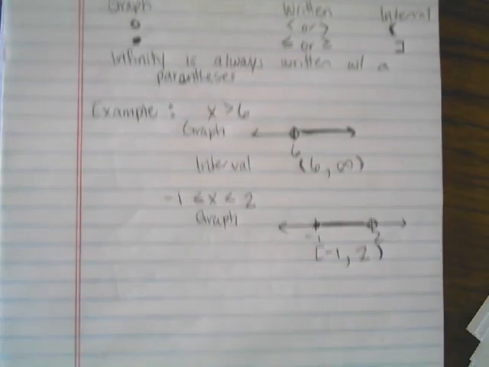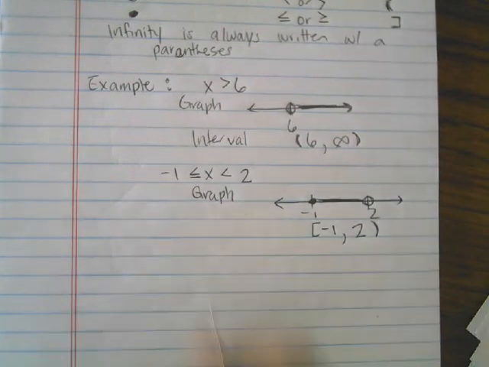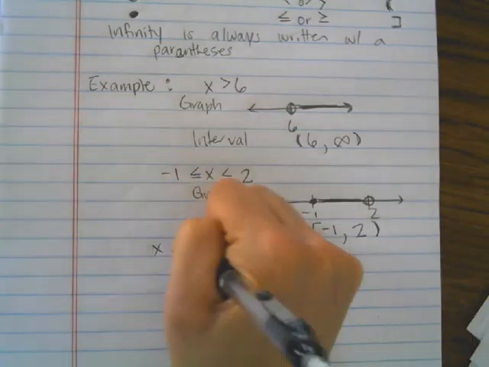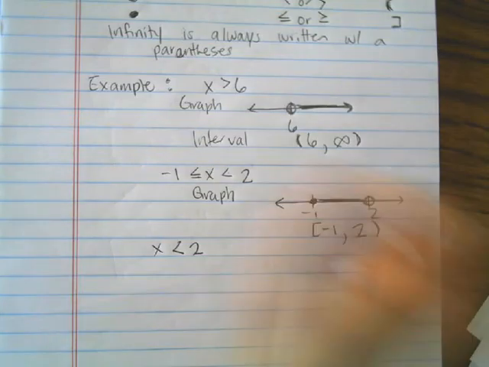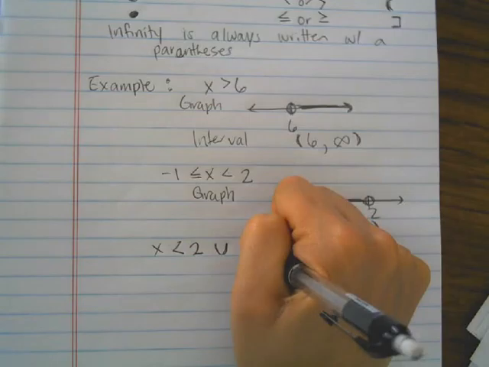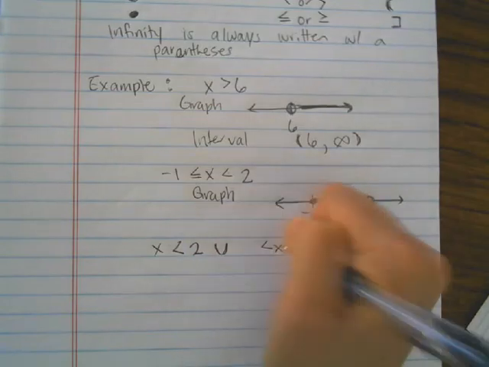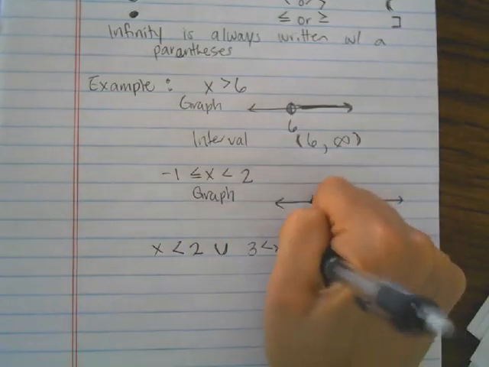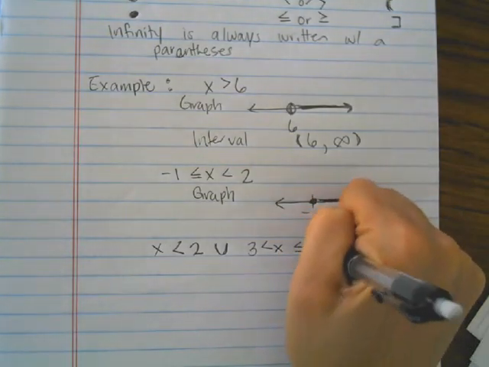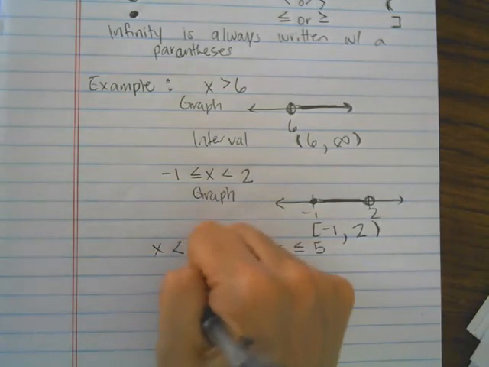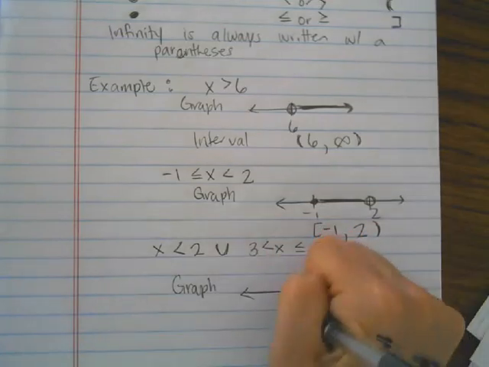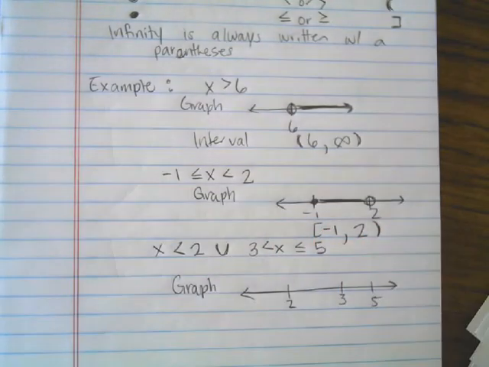We'll do one more example. Let's say we have x is less than 2, and we're going to use a union here. x is greater than 3 and less than or equal to 5. So on our graph, we're going to mark 2, 3, and 5.